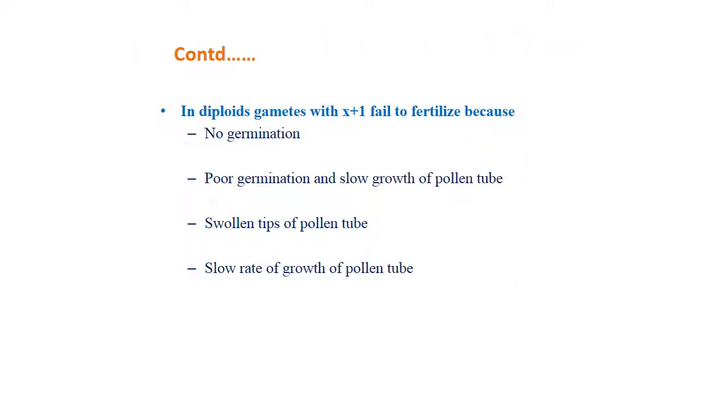In diploid gametes with X plus 1, failed fertilization causes no germination, poor germination and slow growth of pollen tube, swollen tip of pollen tube and slow rate of growth of pollen tube.